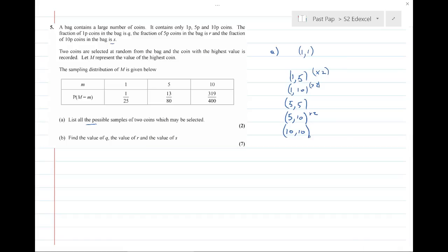Now we've got quite a few more marks available for part B, 7 marks, and it's basically to work out Q, R and S from these numbers here. Okay, well, we've got enough, I think, here. In order to get a value of the sample maximum of 1, that can only come from 1, 1, and that's got probability, for a 1 pence coin, of Q. So that means that Q² equals 1/25, which clearly means that Q is 1/5.